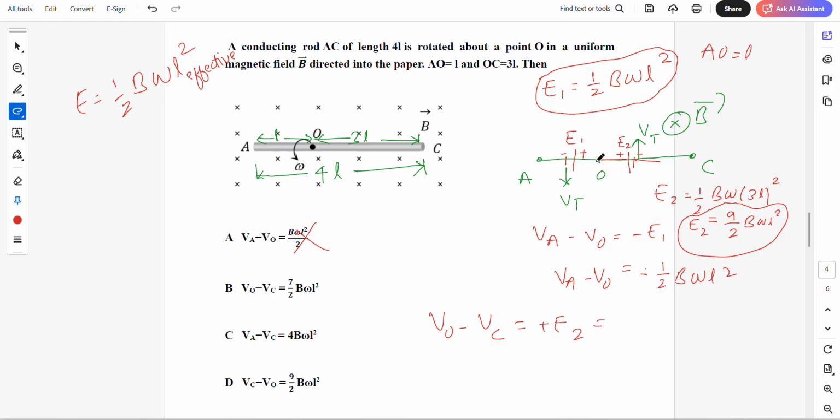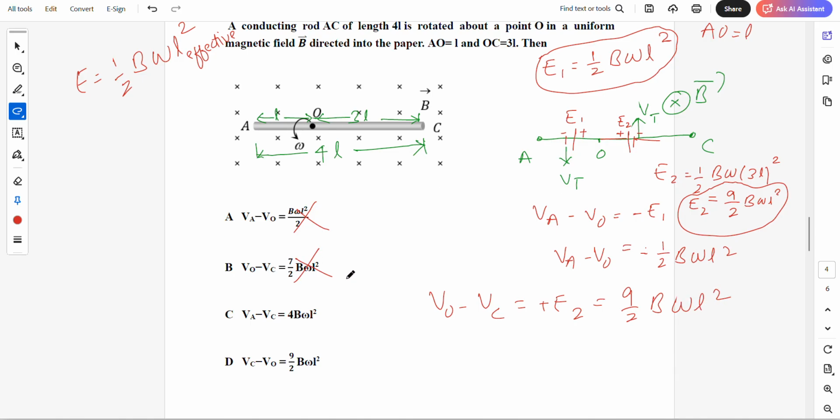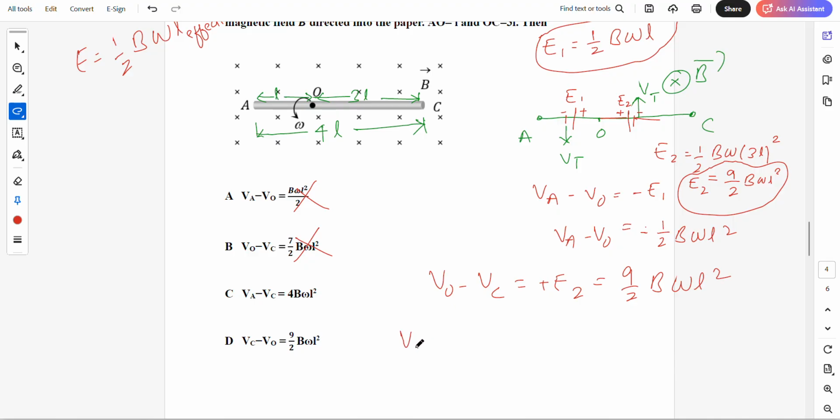Okay, VO minus VC is how much? Plus E2, that is 9 by 2, 9 by 2 B omega L square. So here 7 by 2 is given. This is wrong. We will see VA minus VC. Where is VA? VA is here. VC is how much? Here.